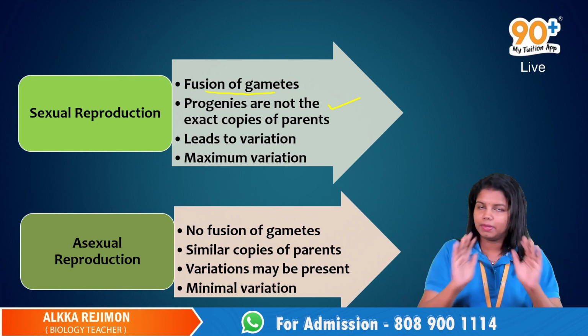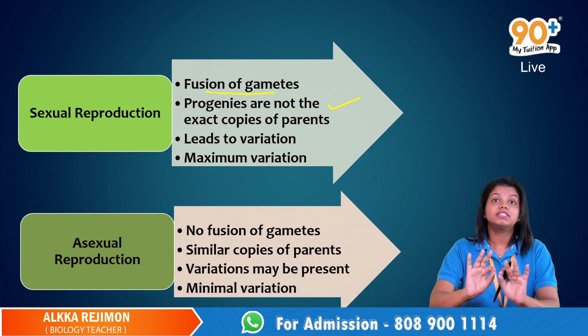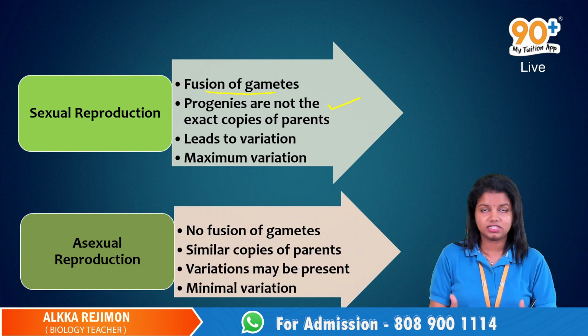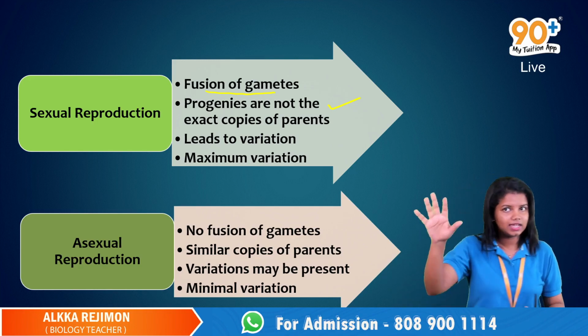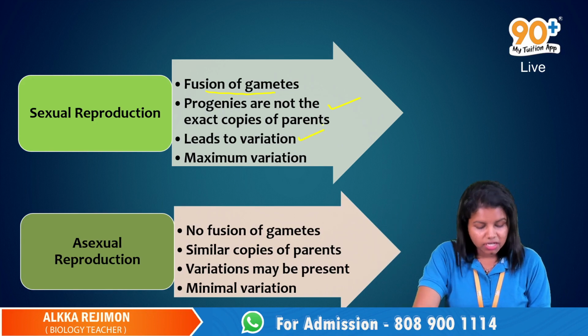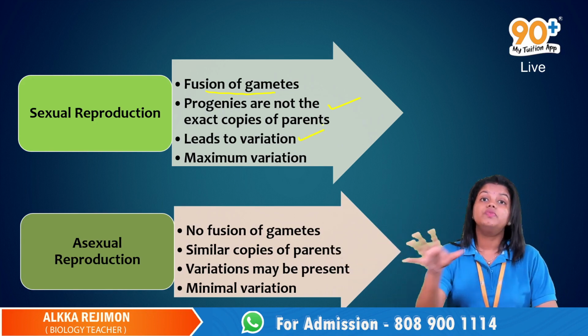So that baby is not at all going to be an exact copy of the father and mother, but the baby will have his or her own characters. That's the major point in sexual reproduction. Sexual reproduction is a type of reproduction that leads to variation.